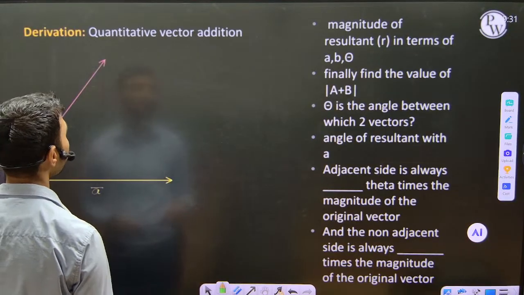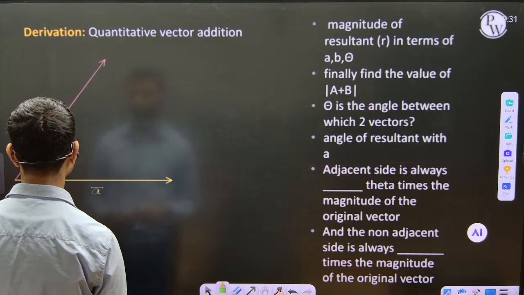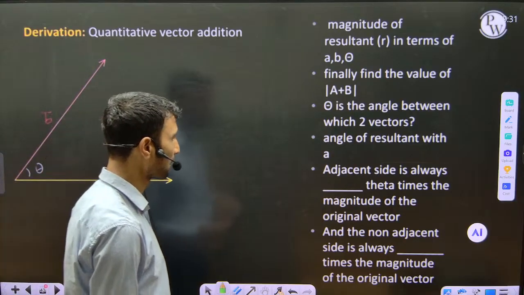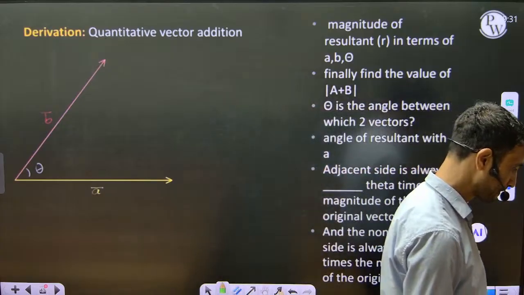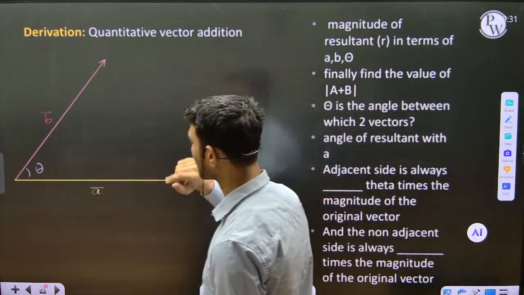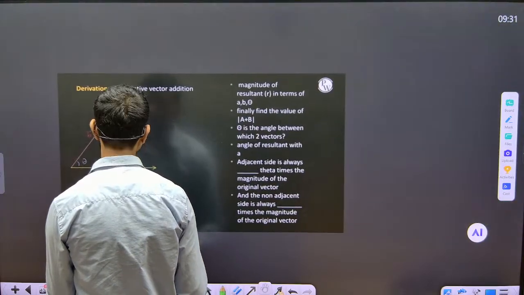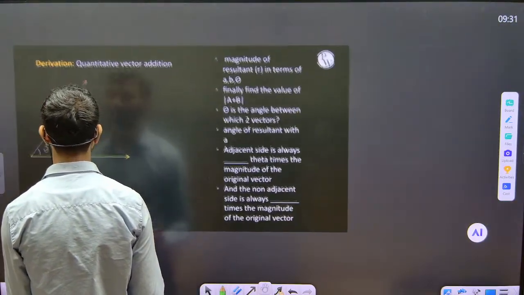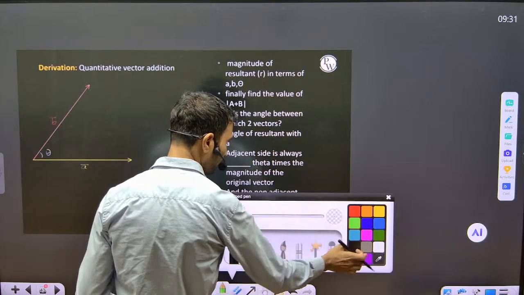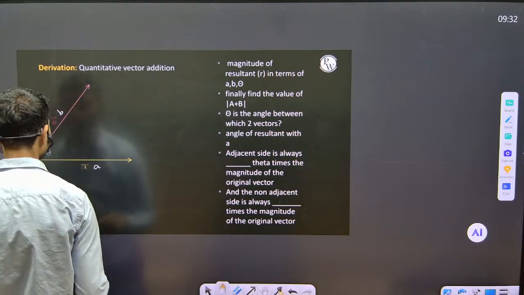Next, quantitative vector addition. So this is A vector and this is B vector, and I have to add them again. But this time I have to quantify. It's going to be a quantitative addition. What do you mean by quantitative addition? Here we have to find the values of the resultant. Like A and B is given. What are A and B? A and B are the magnitudes of A vector and B vector, right?